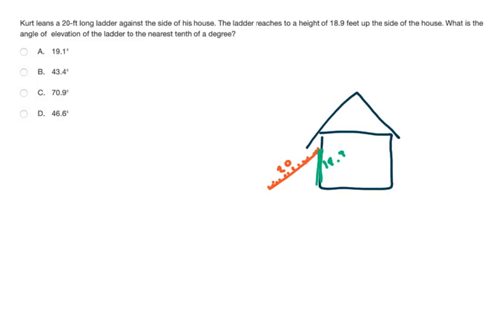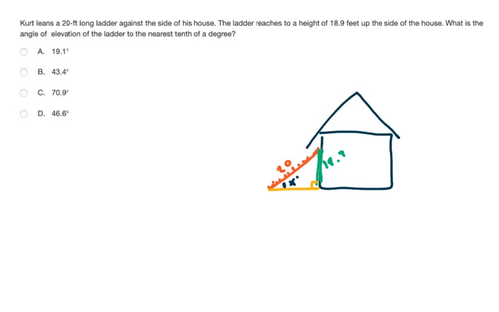The question says, what's the angle of elevation of the ladder to the nearest tenth of a degree? So I need to close this in because the whole point here is to make a right triangle. And this question is actually asking for the degree. So this is not asking for a side length. It's asking for the angle, which would be in this little corner here. How do I solve for an angle? What's different between solving for an angle and a side? You have to use the -1 buttons.